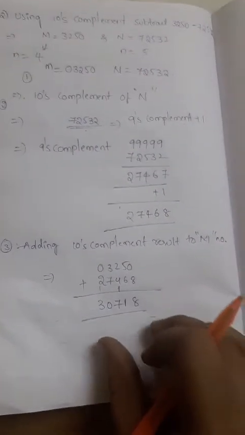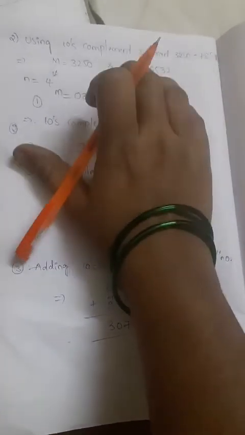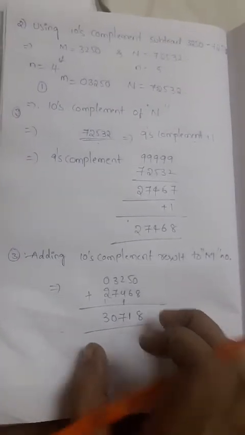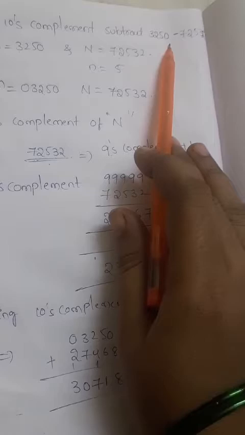But this is not the actual result for this problem, that is, for the subtraction of a larger number from a smaller number. Why is this not the actual result? If you want to do subtraction of a larger number from a smaller number, what happens?